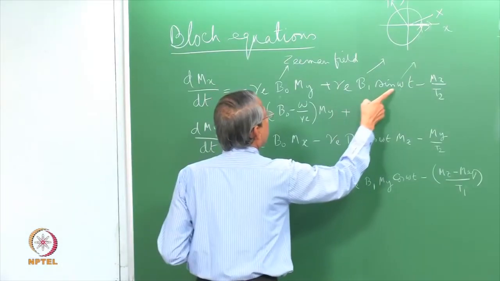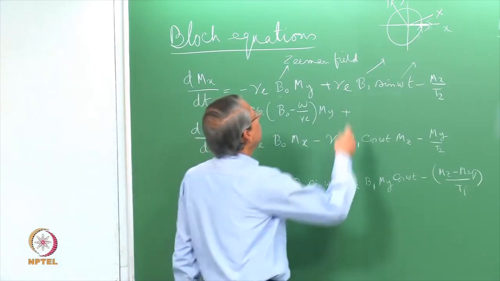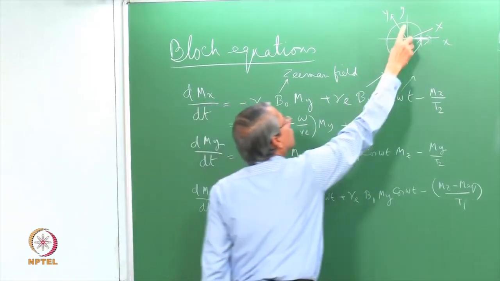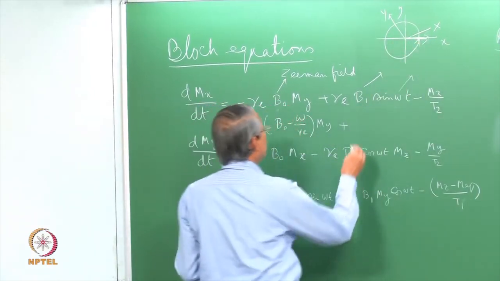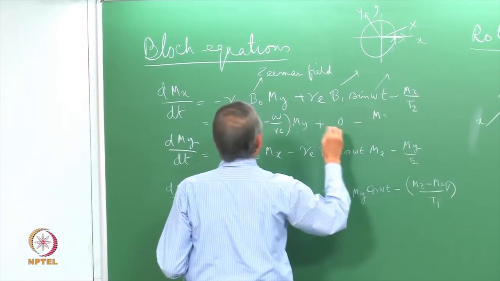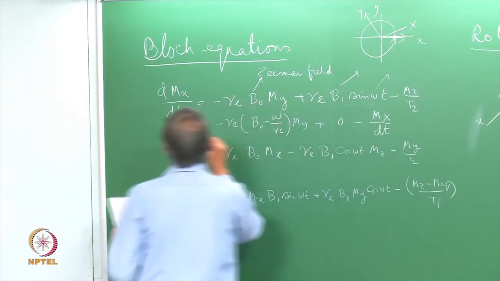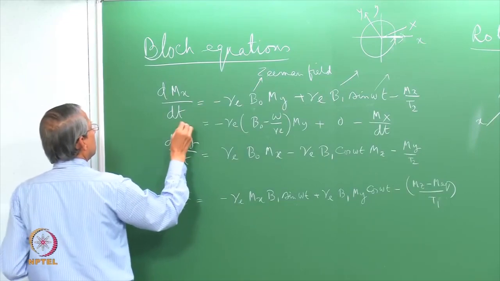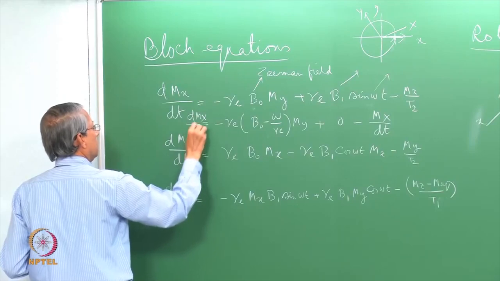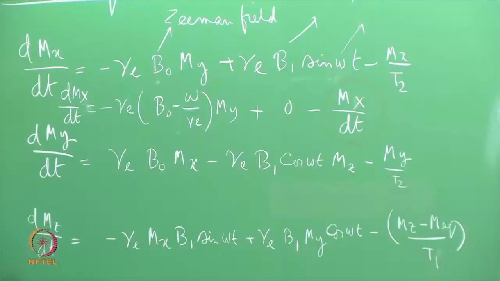Now, this is the y component of the magnetization in the laboratory coordinate system, but in the rotating coordinate system this is absent. So, this becomes 0 minus, now I should call it dMx by dt. This is the capital dMx by dt to indicate that this is the rotating coordinate system.